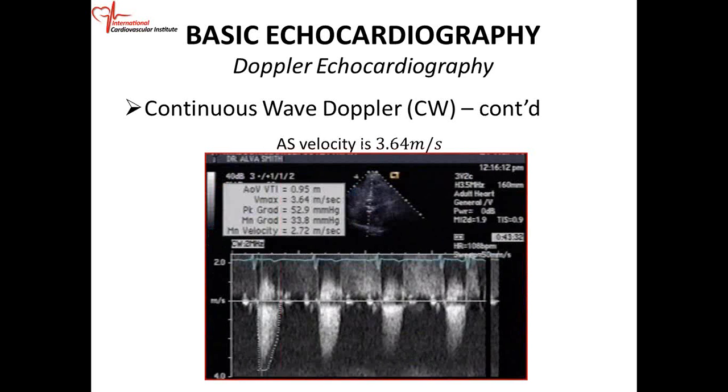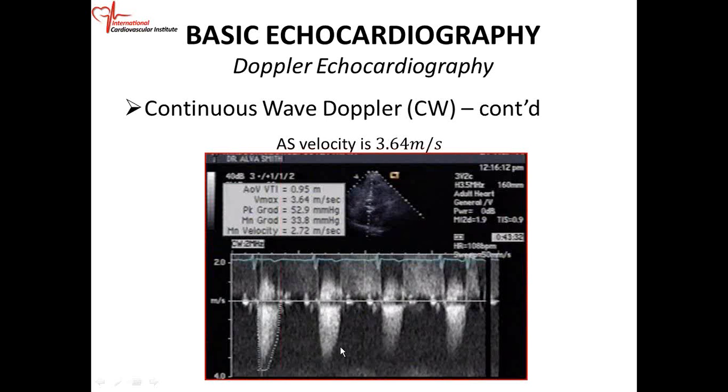Aortic stenosis again. If the aortic valve is stenotic, it's not allowing blood to flow easily across the aortic valve into the ascending aorta. This is your transducer, a 4-chamber view right here. This is your aortic valve. The sample volume is at the aortic valve, and blood usually flows from the left ventricle across the left ventricular flow tract, across the aortic valve into the ascending aorta. So it's moving away from the transducer.